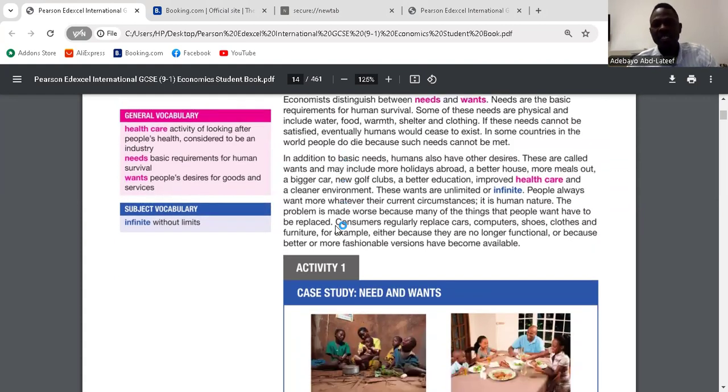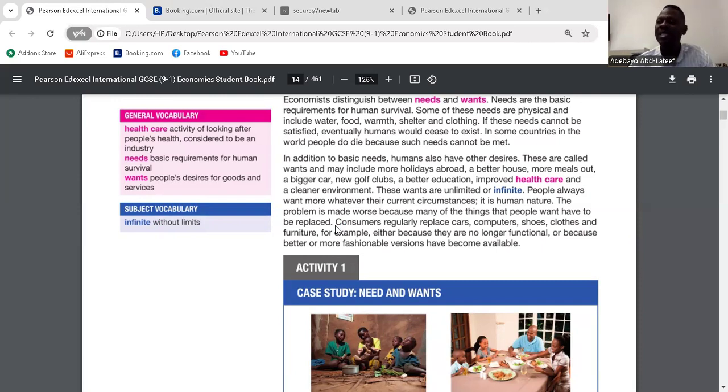In addition to basic needs, humans also have other desires. These are called wants, and they may include more holidays abroad, a better house, luxury. We call them wants because we desire them, and they are unlimited. Every now and then, we continue to desire until we are dead. The only time we stop desiring is when we are dead. No matter what we get right now, we want the latest the next time. There's iPhone 14 now. If there's iPhone 15, you that have bought iPhone 14 would want to buy iPhone 15. That is what we call desire, and it is called wants. I think it's clear.